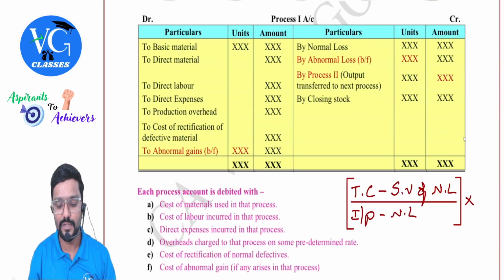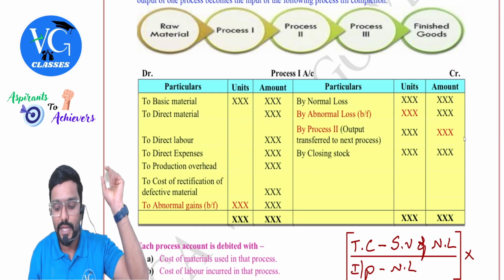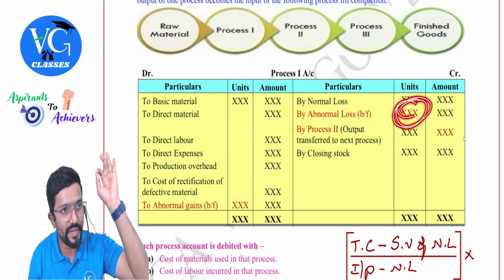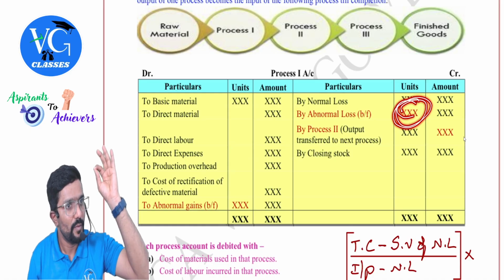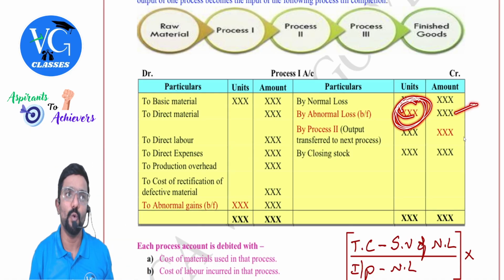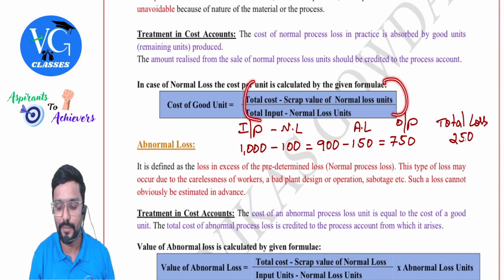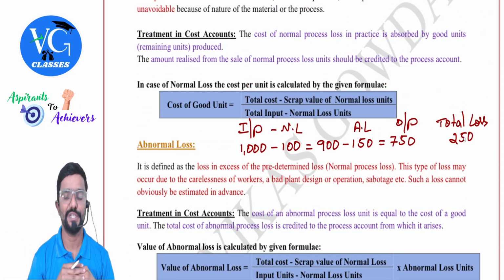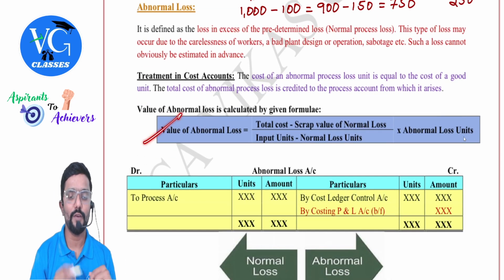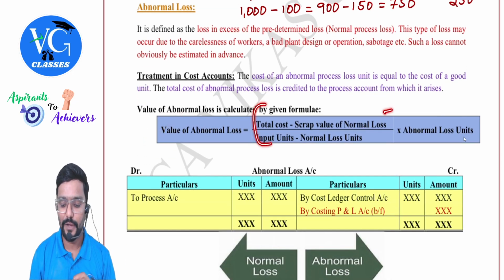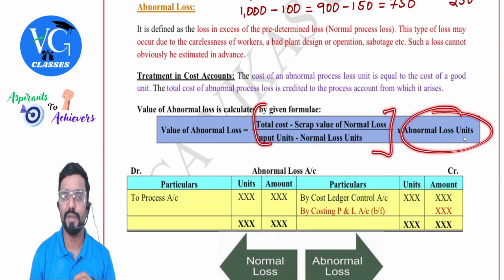So how do we calculate this value? In the units column, normally this will be the balancing figure. Once I get the units, can I calculate the value? Yes. What is the formula? Here we discussed the same formula. Now you need to multiply it with abnormal loss units. So what is the value of abnormal loss? Same formula into how many units?